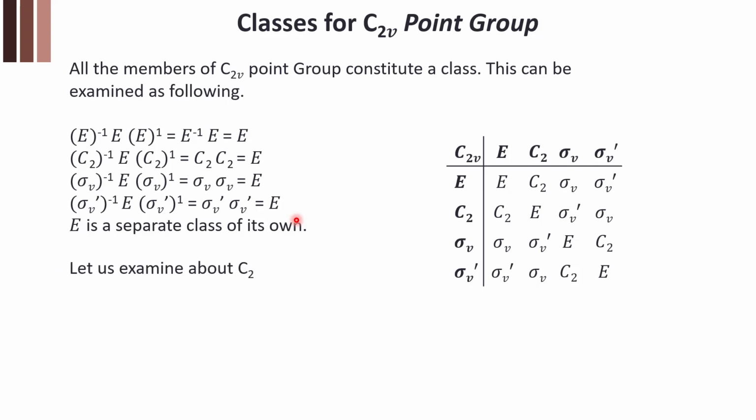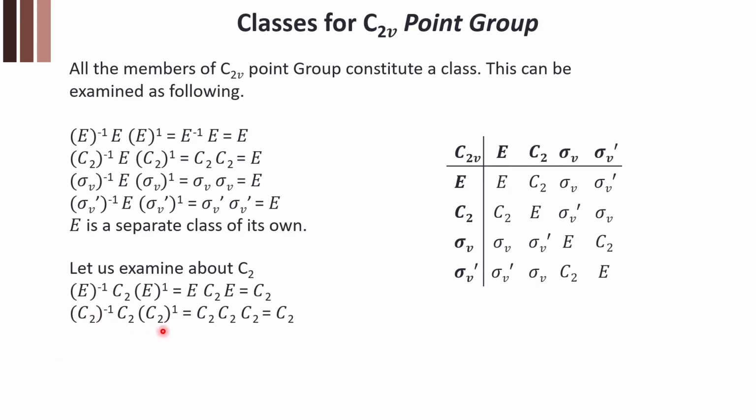Shall we examine for now the C2 symmetry element? For C2, we'll start with identity. So E inverse C2 E, the first element, the product is C2. If we talk about the next element, C2 inverse C2 C2, the reciprocal of C2 is C2 itself. This is C2, this is another C2. The three C2 make one C2 because two C2s would be identity. So one C2 would be the result.